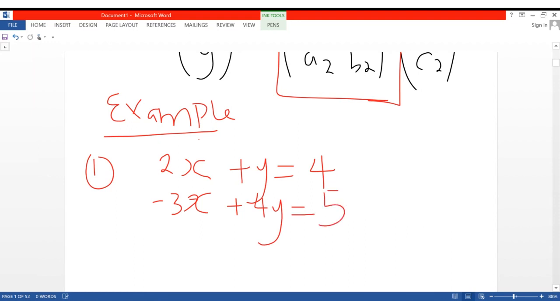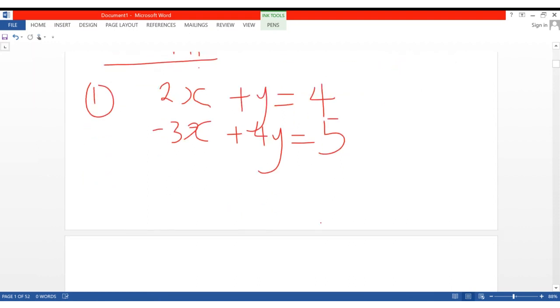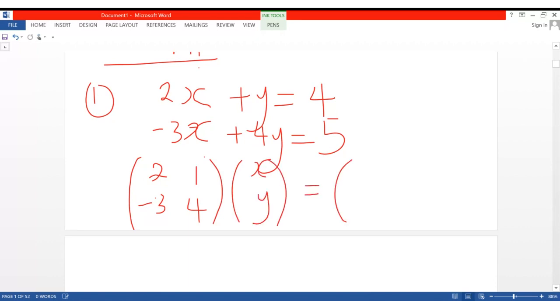Like that, we solve this one. So you can see the system of equations. First of all, we shall form a matrix of equations. In matrix form, we just take the coefficients 2, negative 3, and 1, 4. And then the x and the y is equal to 4, 5.